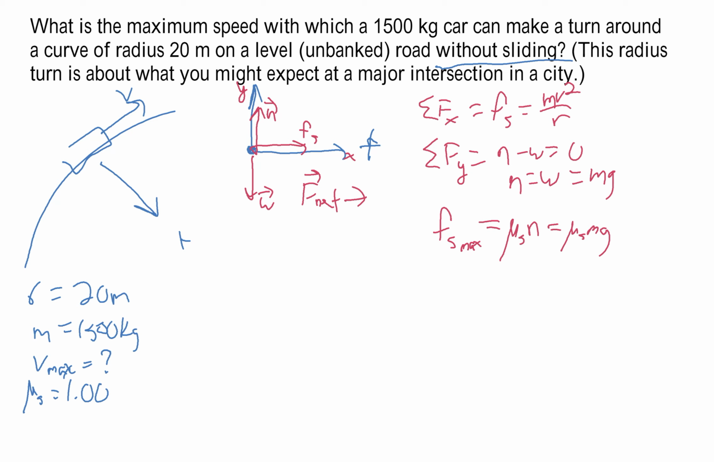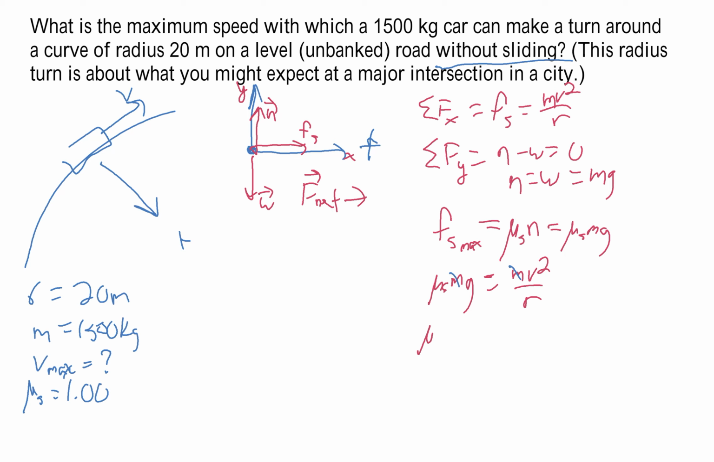Okay, so now f sub s max can be plugged in at the top here in the sum of the forces in the x direction, because really f sub s has to be f sub s max. So now that top equation becomes mu sub s mg for f sub s equals mv squared over r. Now I see that there's m's on both sides, so those m's divide out. And I'm looking for the fastest possible speed. So I'm going to solve for v by multiplying both sides by r.